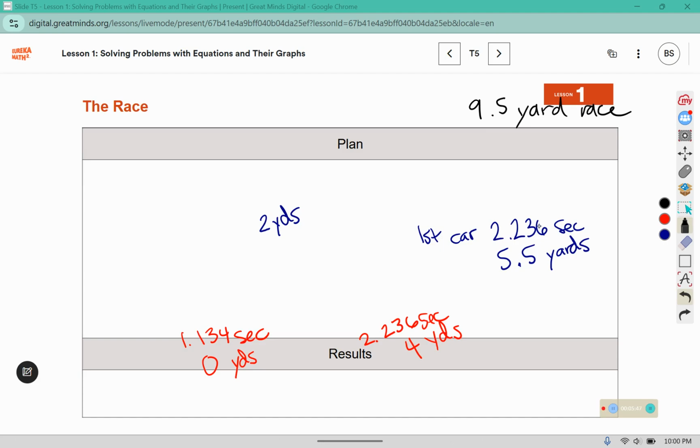So based on this first car, if we were to find the rate, we could divide 5.5 by 2.236 to figure out the blue car's, or the first car's, rate. So 5.5 divided by 2.236 is an approximate rate of 2.4597.